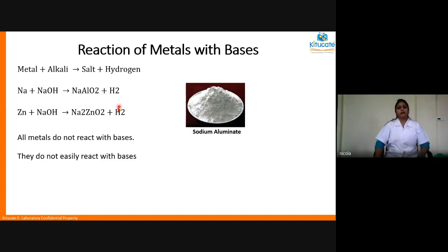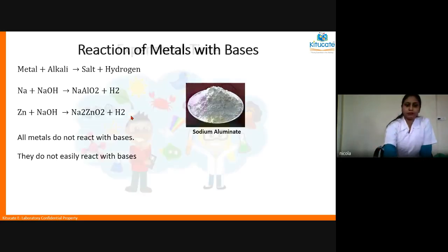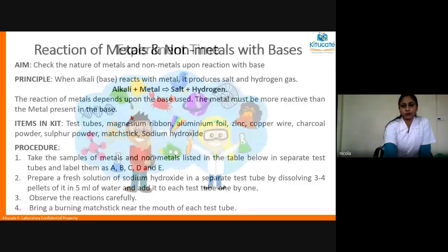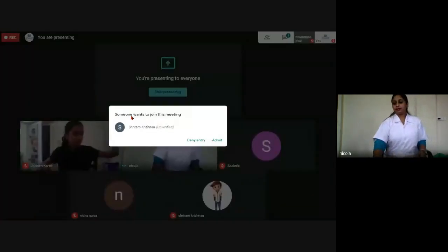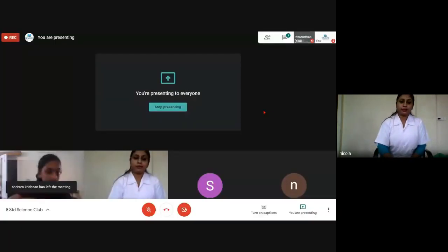And when metals react with the bases, then a salt is formed. In that case also, salt was formed. In the previous one, we can see the experiment.